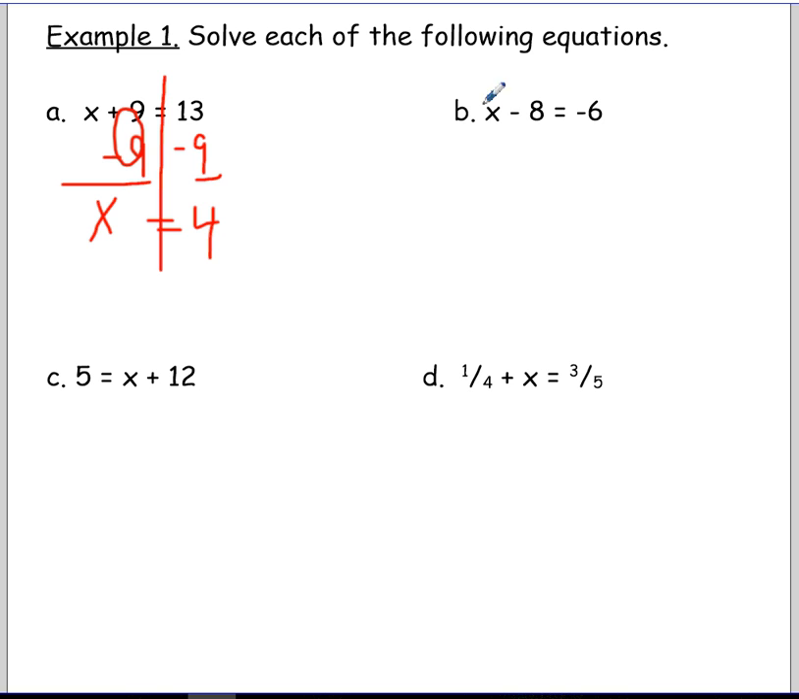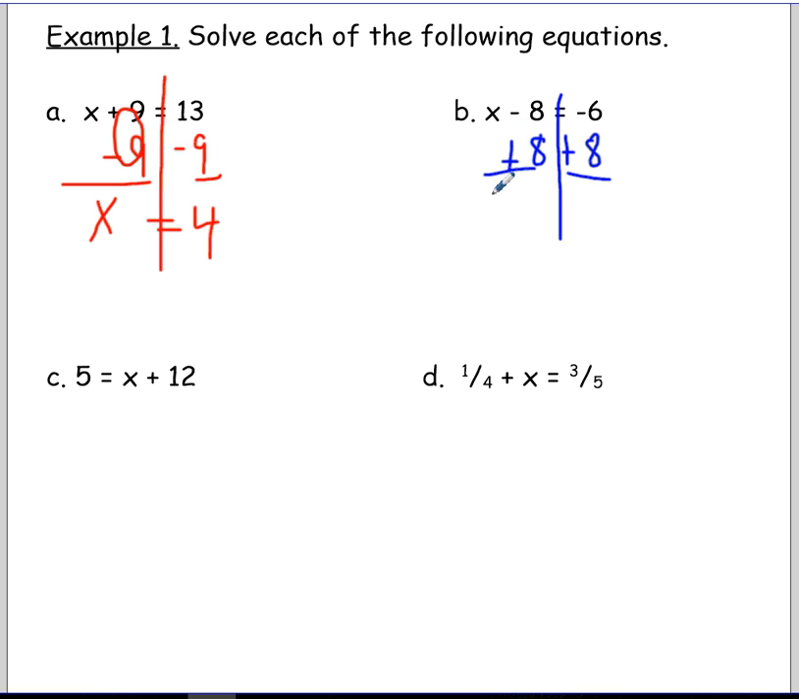For b, x minus 8 equals negative 6. Again, here's our equal sign. So what we do to the left-hand side, we need to do to the right. And we see 8 is being subtracted from x, and so the opposite would be adding. So let's add 8 to that side so we can zero out those 8s. But that means we have to add 8 as well to the other side of the equal sign.